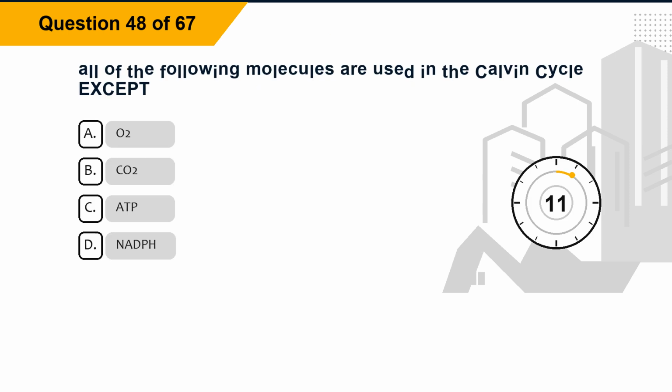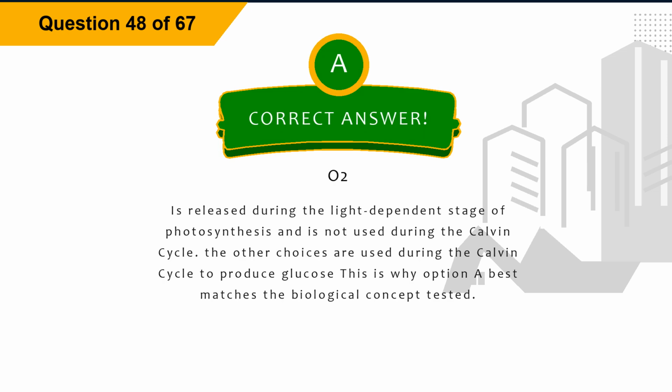Question 48. All of the following molecules are used in the Calvin cycle except option A, oxygen. Option B, CO2. Option C, ATP. Option D, NADP. The correct answer is option A, oxygen.